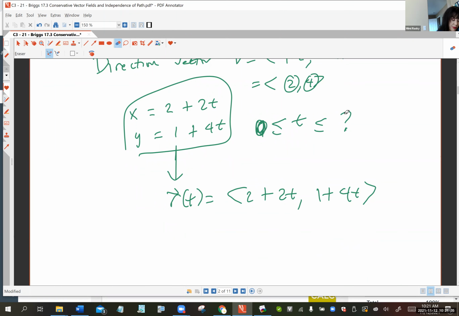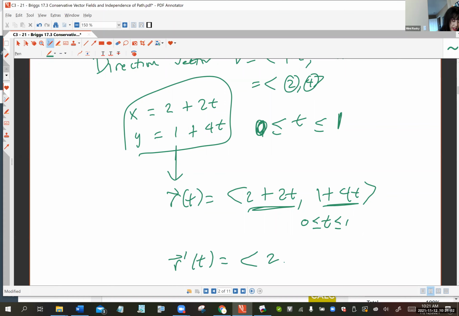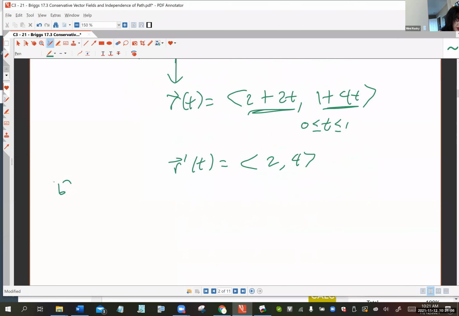Any ideas? 1. Good. 1 will work, because if you substitute that into 2 plus 2t and 1 plus 4t, you'll get the 4, 5. So here's our parameterization. And now we can go get r prime, because we're going to need that. And that looks like it's a constant vector. Yay. And then, so we're still doing letter B here.